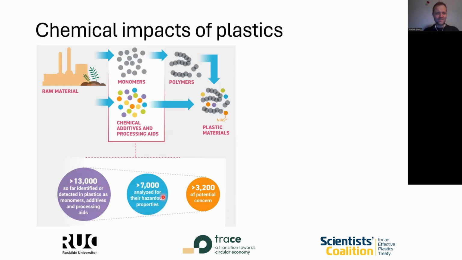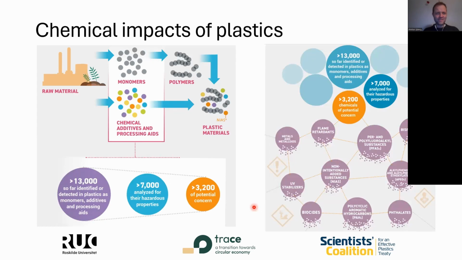And out of the 7,000 that have been analyzed, 3,200 are of potential concern, so potential harmful effect, right? So half of the chemicals that we know something about in plastic have potential negative impact either on the environment or human health, and then half of them we don't even know what's happening there. So this is a big issue, which we also start to talk about in the policy context. This whole disclosure of what's actually in plastic is a big concern.